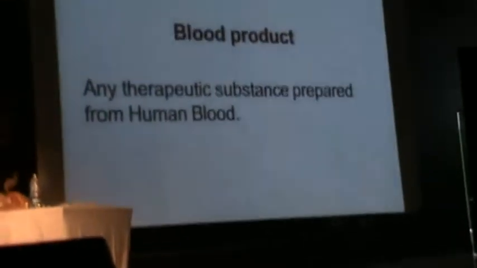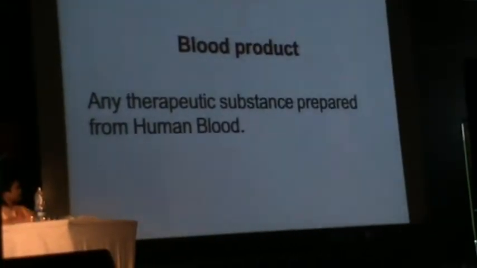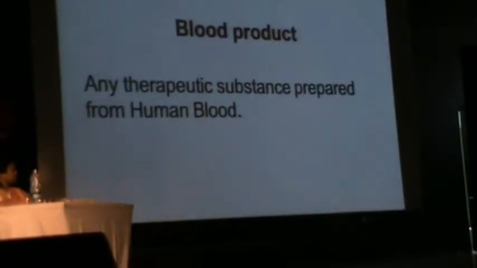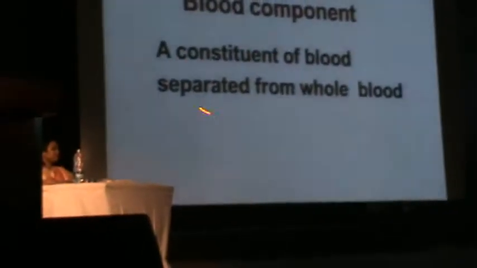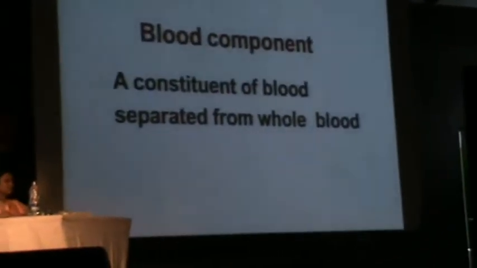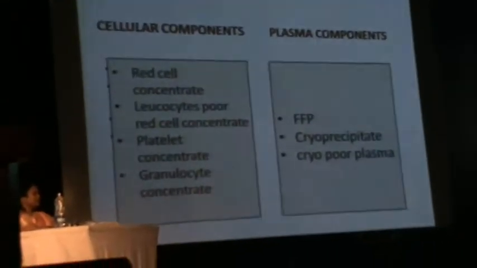So blood product. When do we use this term blood product? Blood product is any therapeutic substance that is prepared from human blood. So all the products which Dr. Gunnapillai was talking about. Then what is a blood component? Blood component is a constituent of the blood that is separated from the whole blood. So we know there are cellular components, we know that there are plasma components. So this is how we prepare these components. You know how they are separated, what all could be prepared.